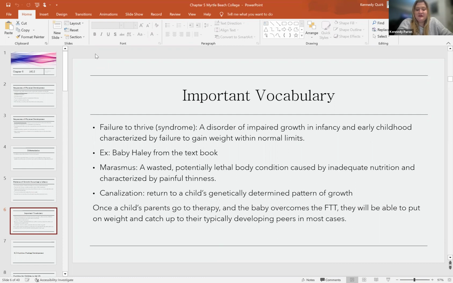The next we'll talk about is canalization, returning to a child's genetically determined pattern of growth. So once the child's parents go to therapy and the baby overcomes the FTT, they will be able to put on weight and catch up with their typically developing peers, and canalization occurs. This happens in most cases, not all.